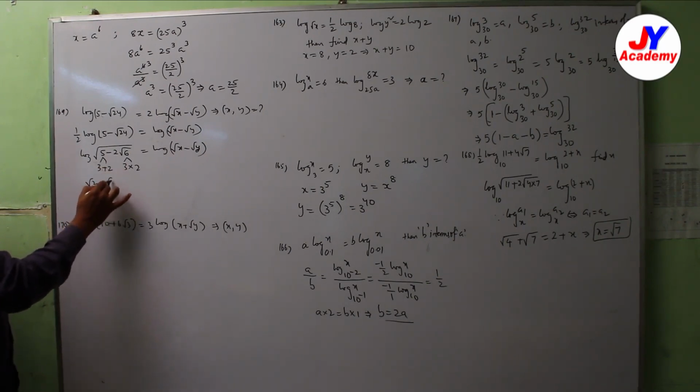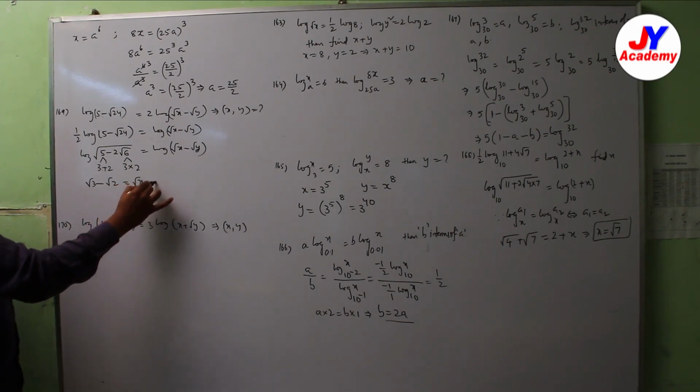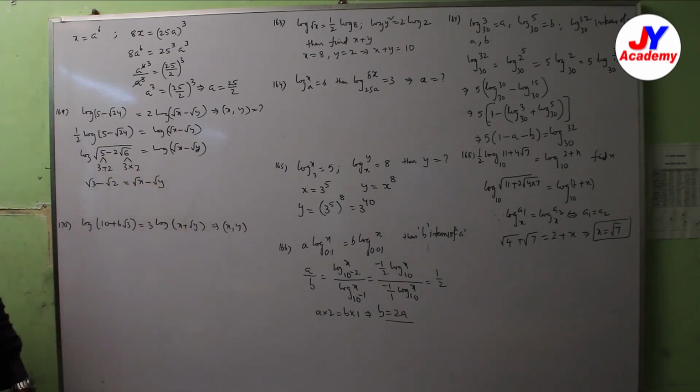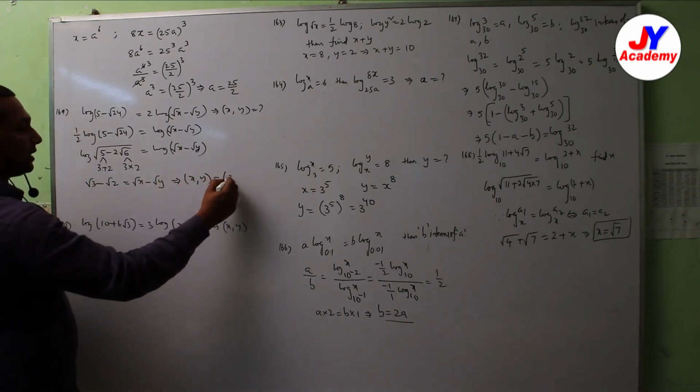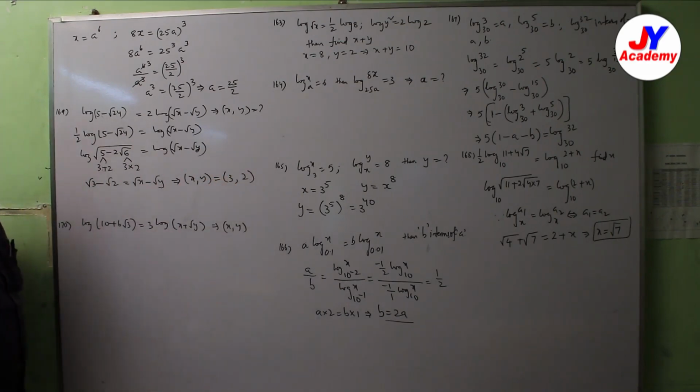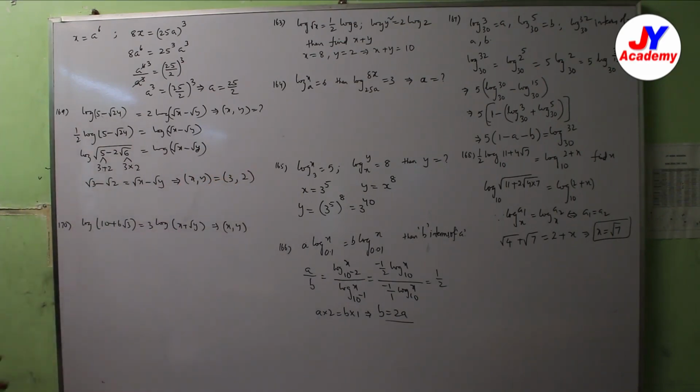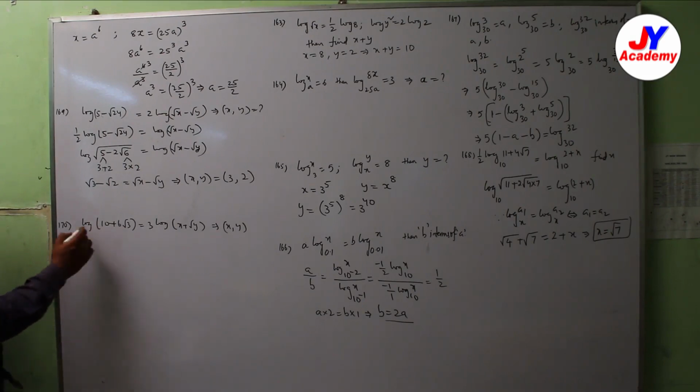So root 3 minus root 2 is equal to root x minus root y, because square root always should be positive. So what is xy? Who is there in the place of x? 3. In the place of y? 2. Now this is also the same.